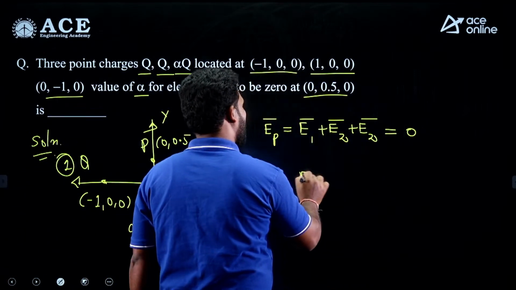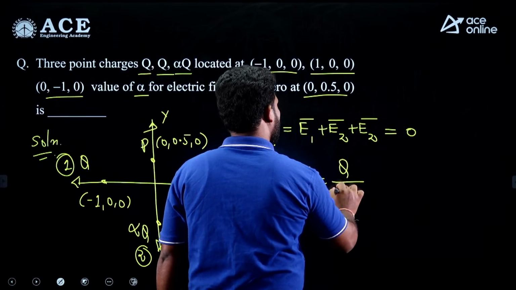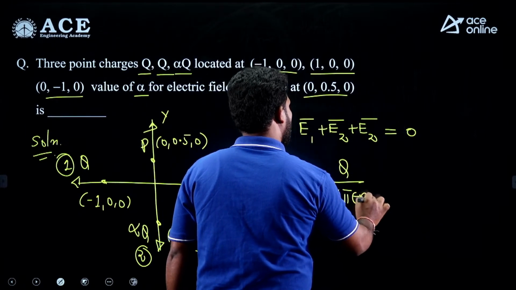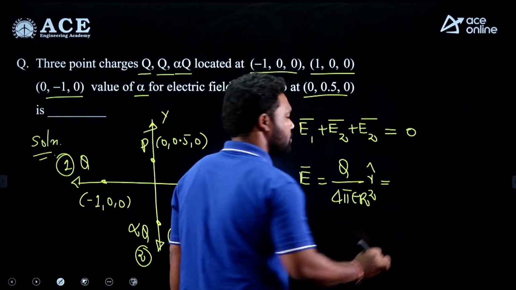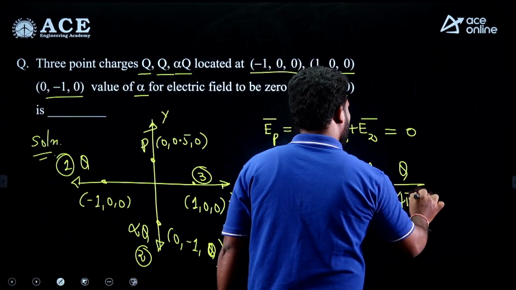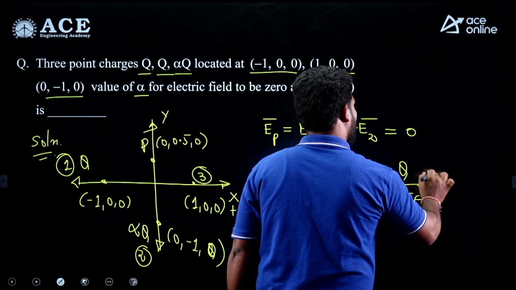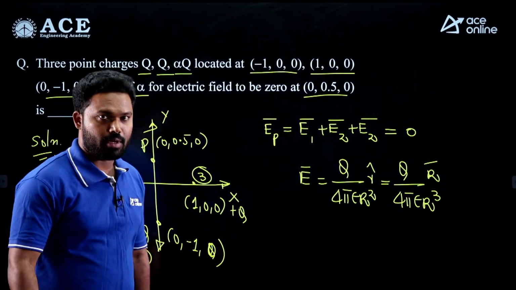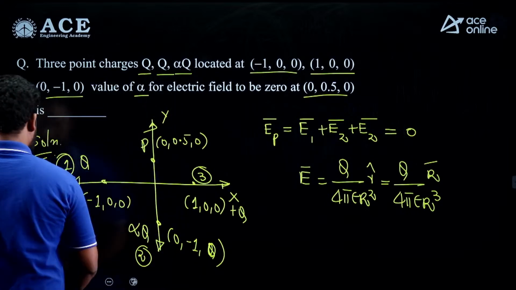So what is the electric field according to Coulomb's law? Q divided by 4 pi epsilon r square into r cap. This unit vector can be written as the vector divided by its magnitude. So it is Q divided by 4 pi epsilon r cube times the r vector. And the rest of the story is the algebra, but I will do it for you. Let me turn the page here.